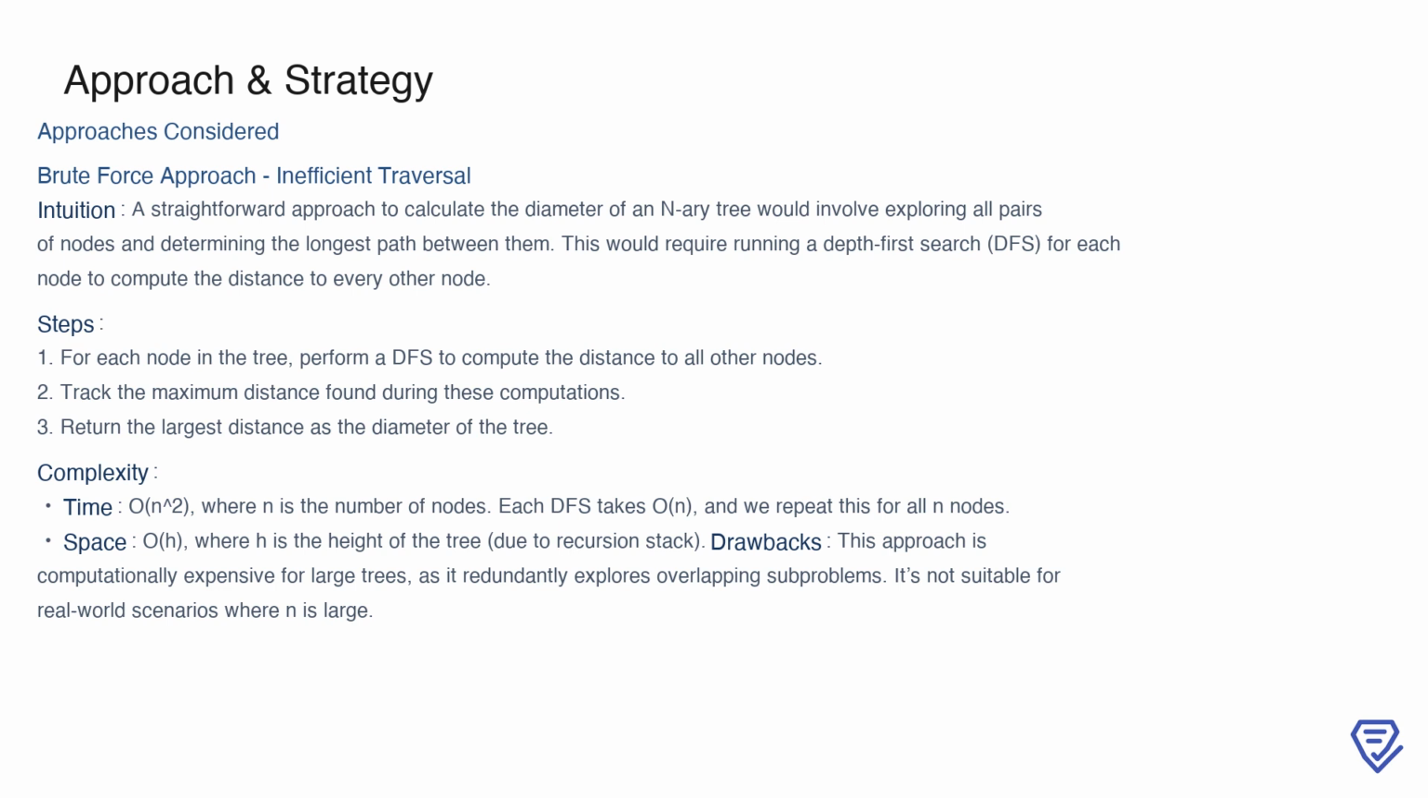However, this approach is highly inefficient. Since each DFS traversal takes n time, and we repeat this process for all n nodes, the time complexity becomes n squared, making it impractical for large trees. Additionally, while the space complexity is h, where h is the height of the tree, the real drawback lies in the redundant exploration of overlapping subproblems. This inefficiency makes the brute force approach unsuitable for real-world applications with large datasets.